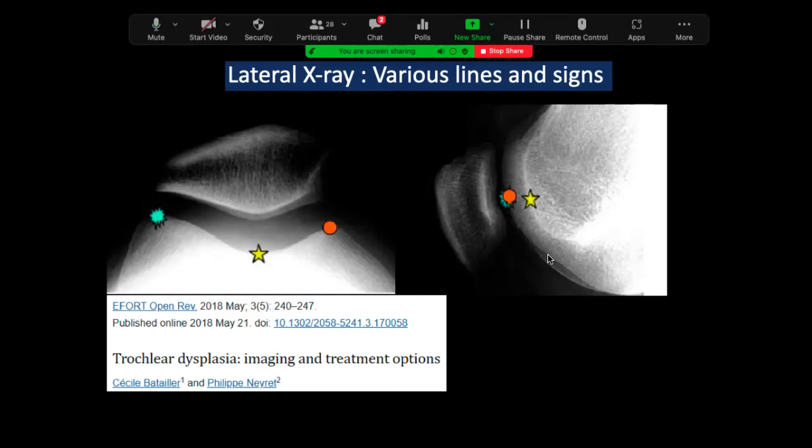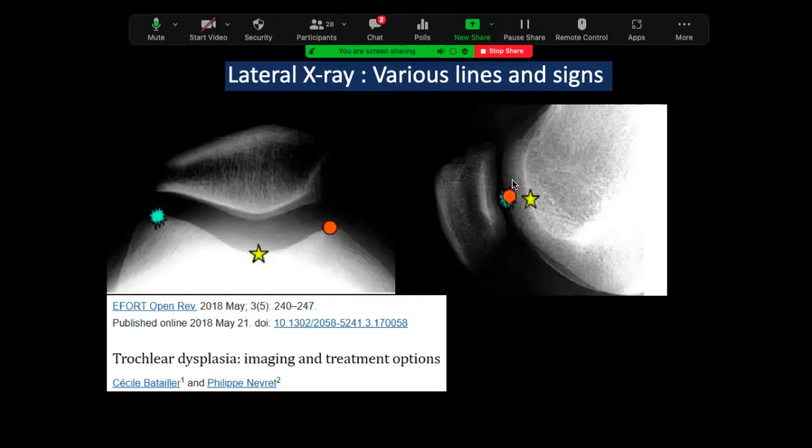This line is known as the anterior condylar line or anterior femoral cortical line. See here, this line is seen as a single line. And this star shape, this is the trochlear line. So we have to see these two lines to assess instability or trochlear dysplasia. If the medial condyle is very hypoplastic or very small, then what happens? These two lines will not overlap.